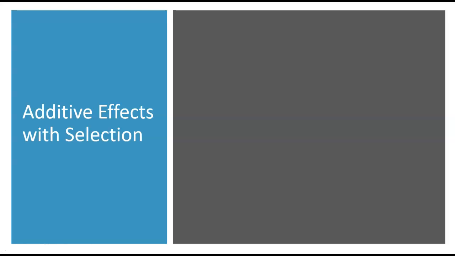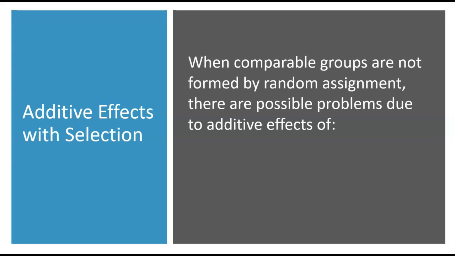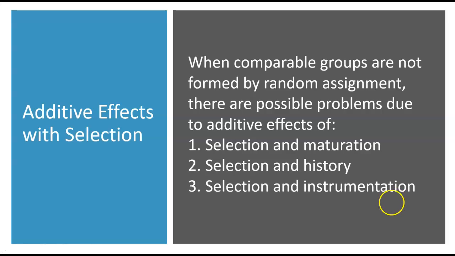Now, additive effects are when you have two of these threats simultaneously. So if you have a selection effect, you have groups that are not formed by random assignment, you have some possibilities of these additive effects. You could have, for instance, selection plus maturation effects. You could have selection plus a history effect. You could have selection plus an instrumentation effect.